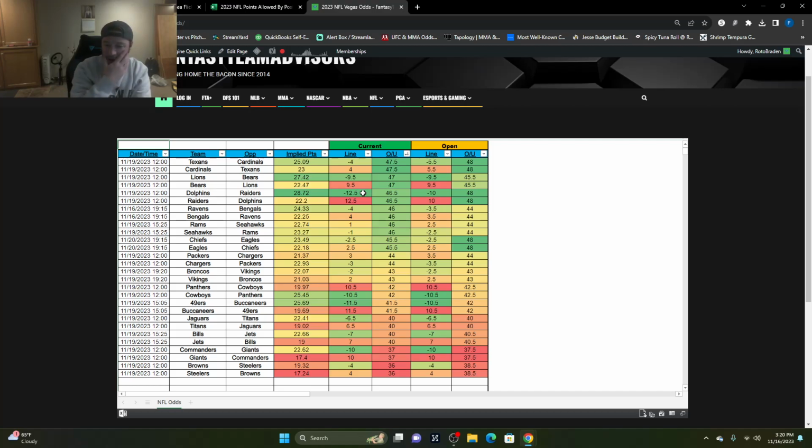We'll update this Saturday. Or I might update this daily just so you guys can see. But you can see the Dolphins have a 28. They have the highest implied team total of the week. Raiders have 22.2. So you can come in here, scroll through, and sort it however you want. If you want to sort it by the line, the over-under, the implied points. So, yeah, just to let you know, that's kind of what we're looking at.